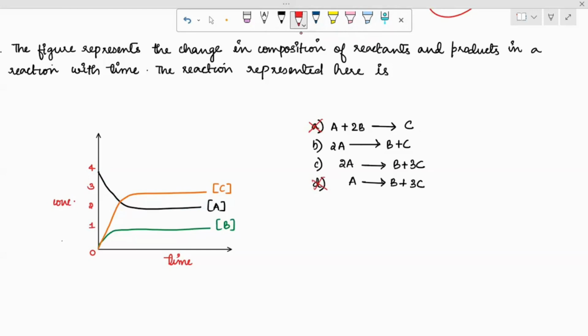Now let's see B. B is increasing from 0 to 1. Change is 1. Coefficient is also going to be 1. In both B and C, the coefficient is 1, while in C, it starts from 0 and attains equilibrium near 3. So the change is 3 units. And the formation of C will have a coefficient of 3, and hence the correct answer is option C.